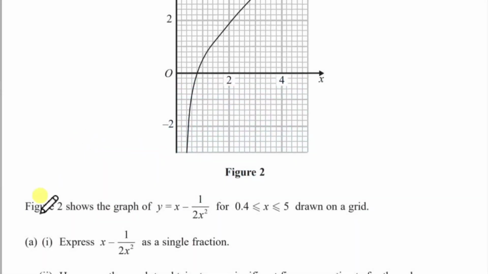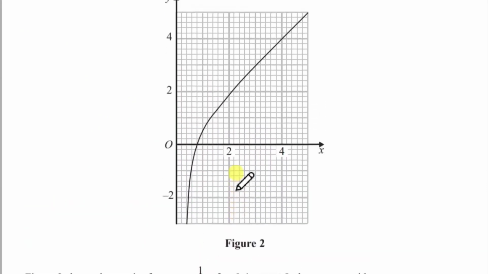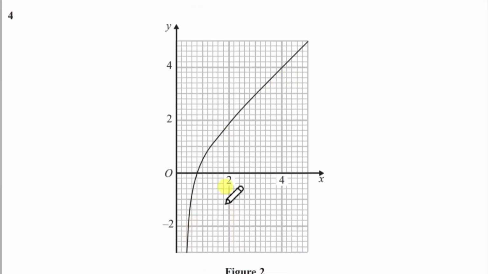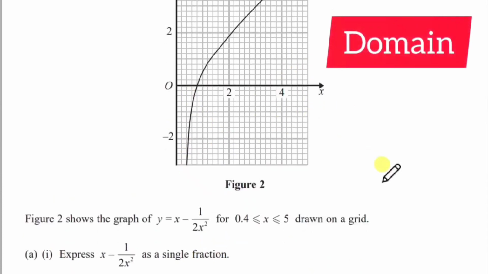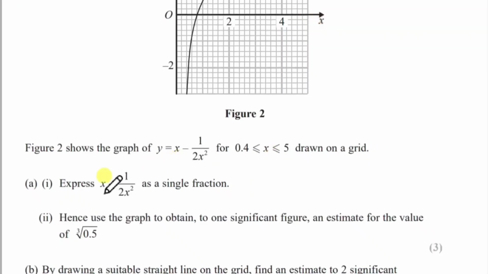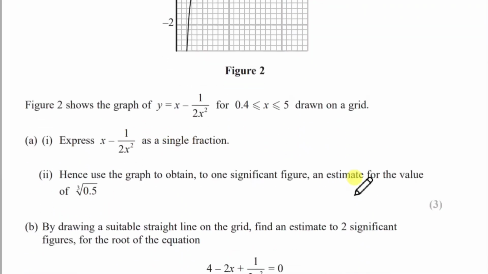It tells us that we've got a figure 2 and it shows the graph of y equals x minus 1 over 2x squared. So that's how the curve looks for values between 0.4 all the way up to 5. So that's just the domain of the graph. Now the question wants us to express this part of the equation as a single fraction. So let's go ahead and do that.